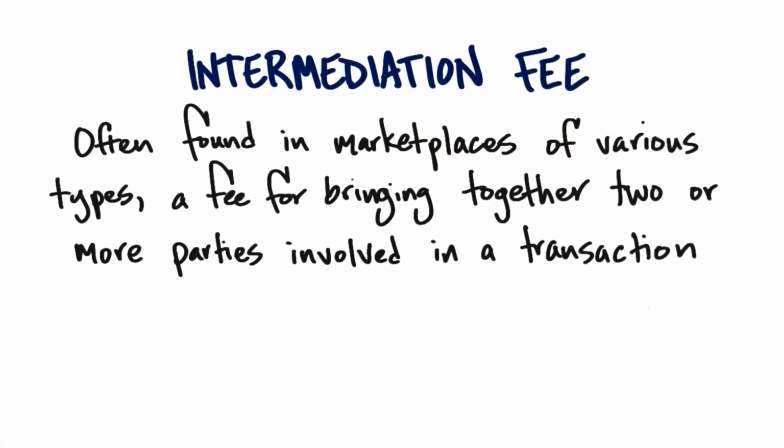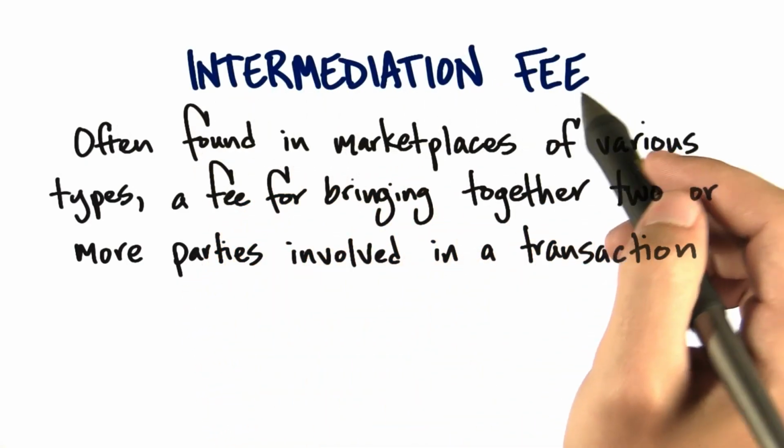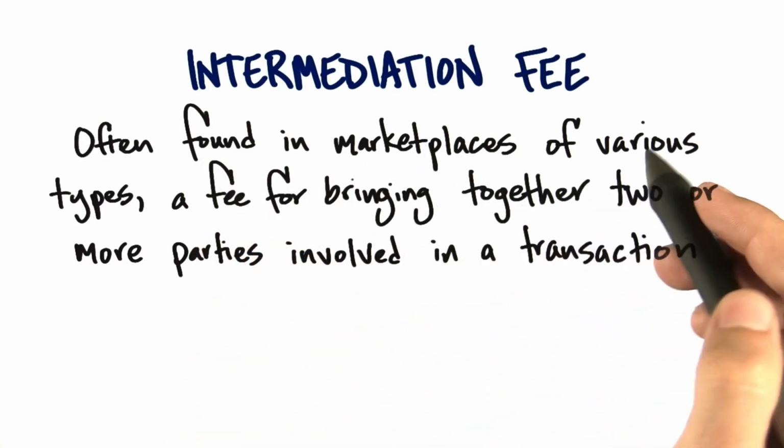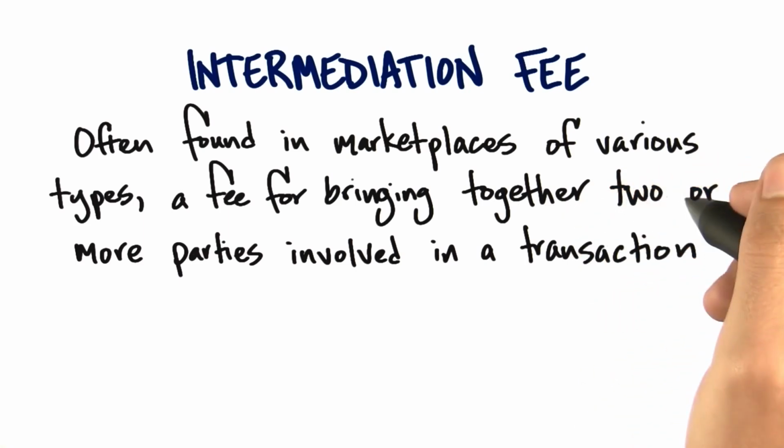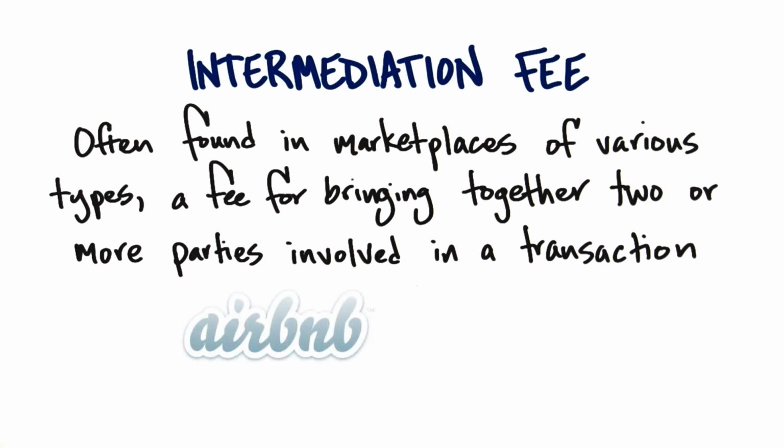Another type of revenue strategy could be an intermediation fee. Now, sometimes we find this in marketplaces, and it's a fee for bringing two parties together involved in a transaction. What's an example? Well, the most popular one right now is Airbnb. They don't own all those places they're renting, but what they do is essentially a dating service between you and someone who wants to make money in renting their apartment for a night or a couple nights. So you, the traveler who needs a place to stay but doesn't want to stay in an expensive hotel, use their site as an intermediary.